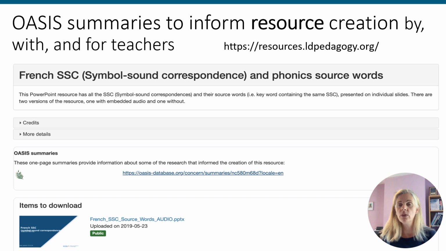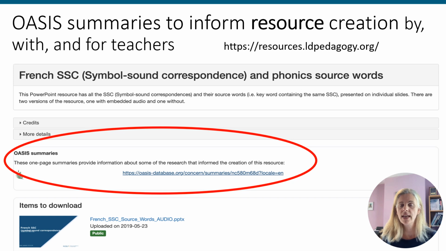So how did we use OASIS summaries? For example, they were used to inform classroom resource creation. There's about 1,800 classroom resources on the website you can see there, resources.ldpedagogy.org. And some of those resources are linked to an OASIS summary, which describes some of the research that's related to or underpins the resource that we've developed.